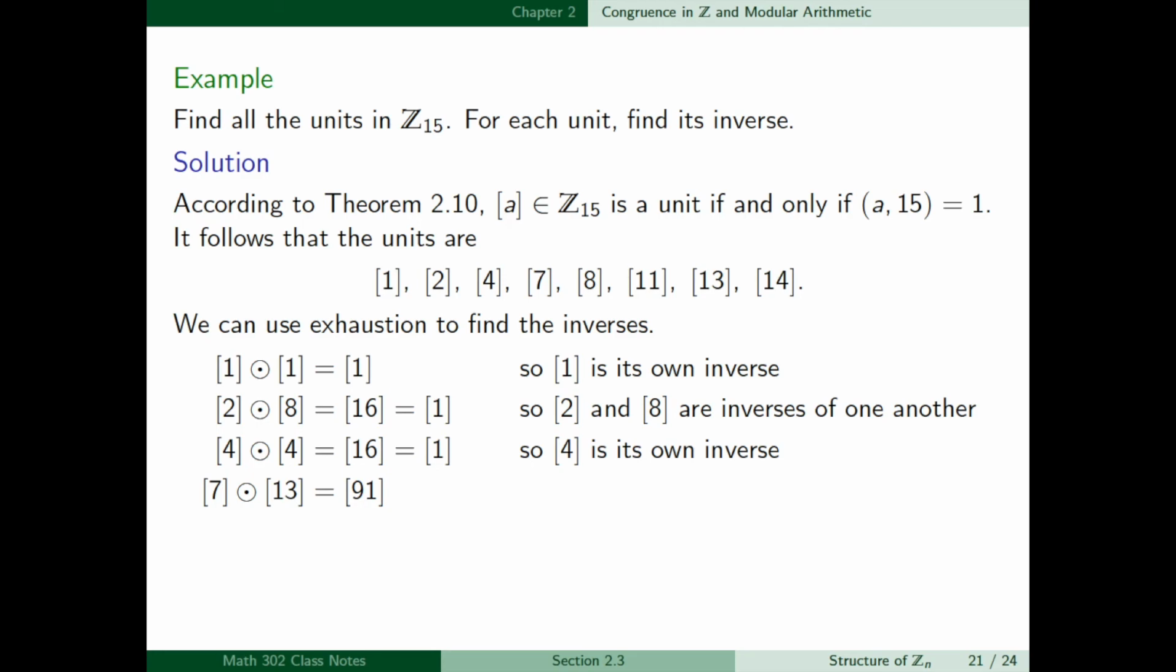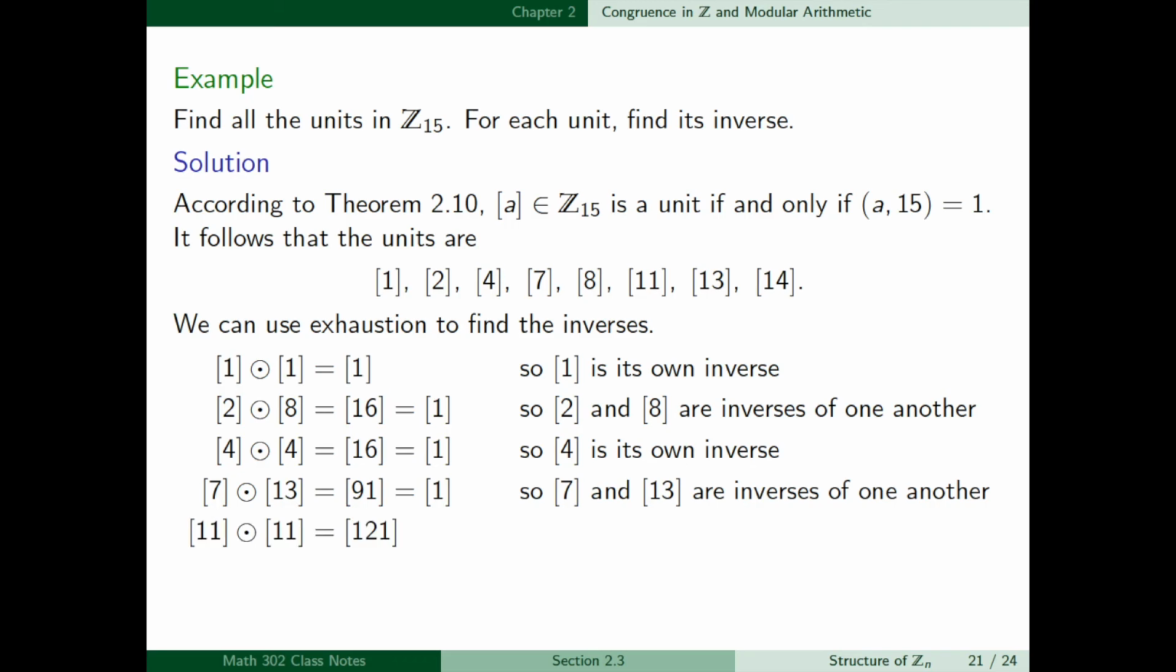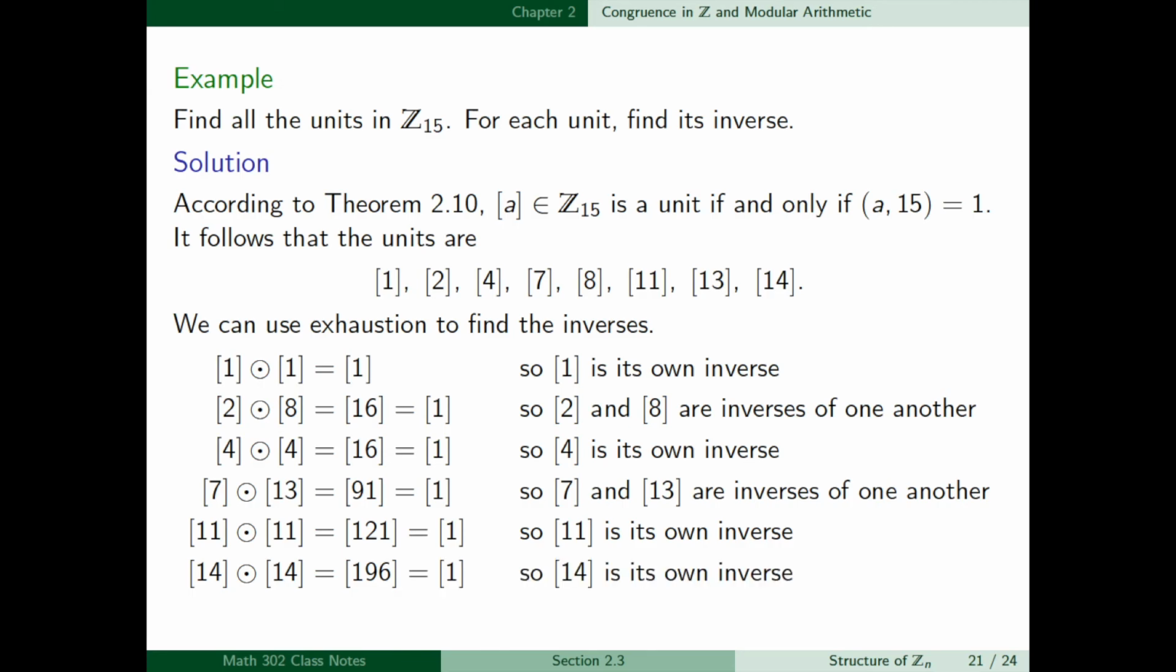7 times 13 is 91, which is equal to 1. So 7 and 13 are inverses of one another. 11 times 11 is 121, which is equal to 1. So 11 is its own inverse. And finally, 14 times 14 is 196, which is equal to 1. So 14 is its own inverse.